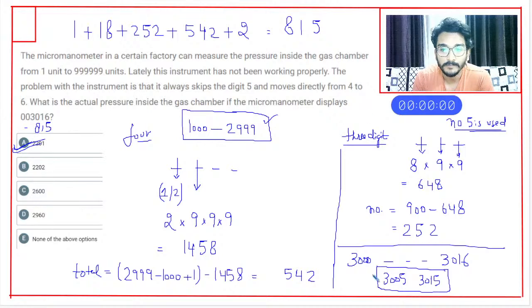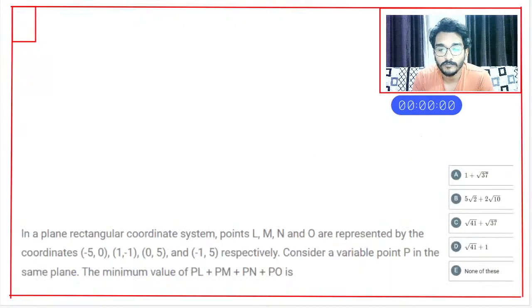Is this clear? Okay. So this was the homework question for you. This is the homework question, and this is the last question. Try this question. Comment the answer in the comment section.